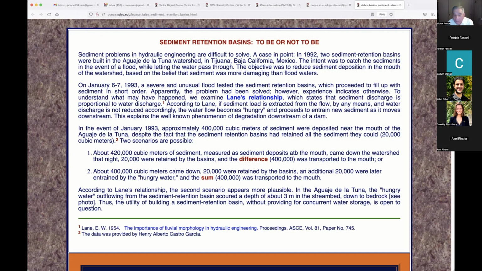Second scenario, about 400,000 cubic meters came down.